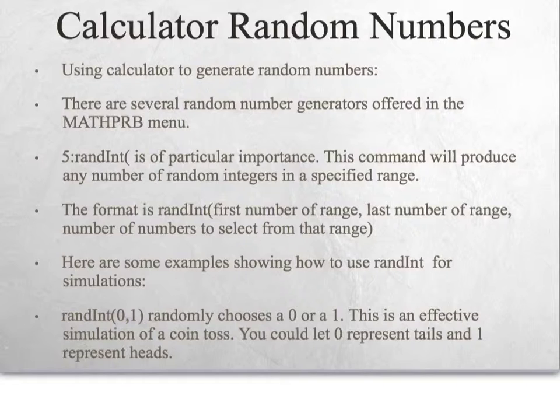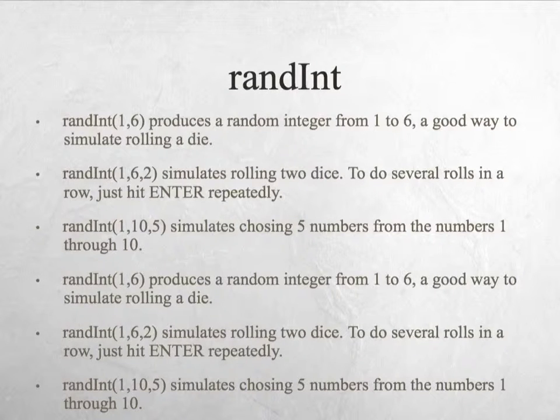If you hit random int 0, 1, you're going to get one random number from the range 0 to 1. So it's either a 0 or 1. And if you've got something that's a 50% chance of happening, this works very well. You could let it be a coin toss. 0 is heads, and 1 could be tails. Random int 1, 6 will give you a single random integer from 1 to 6, which simulates rolling a die.